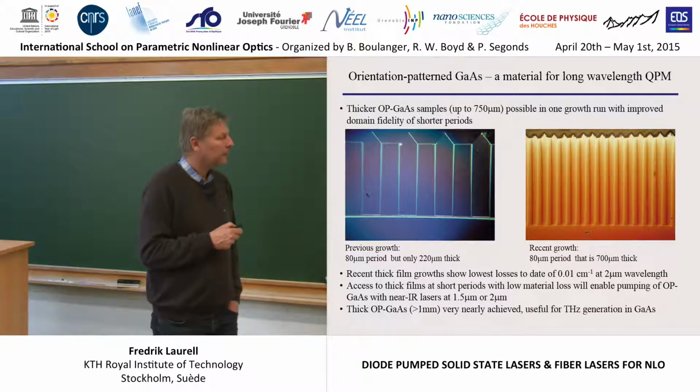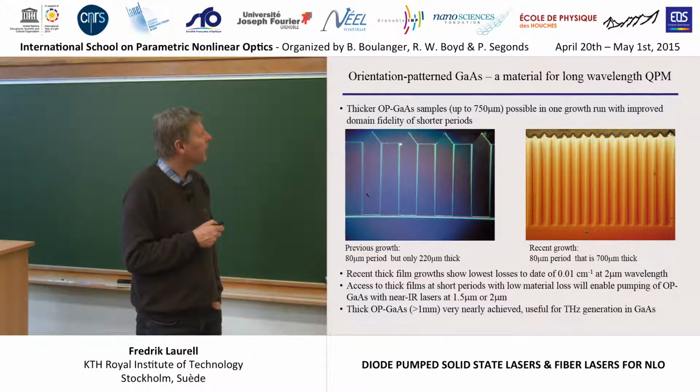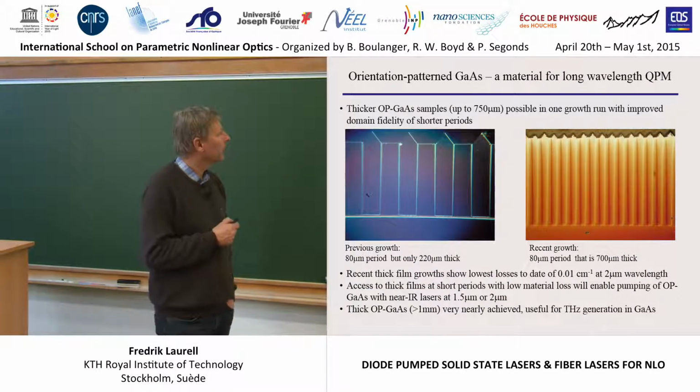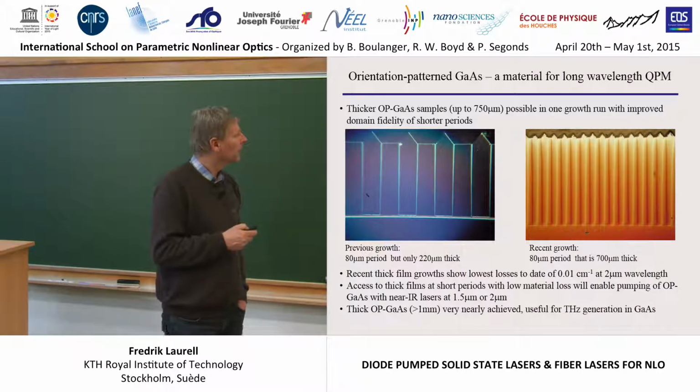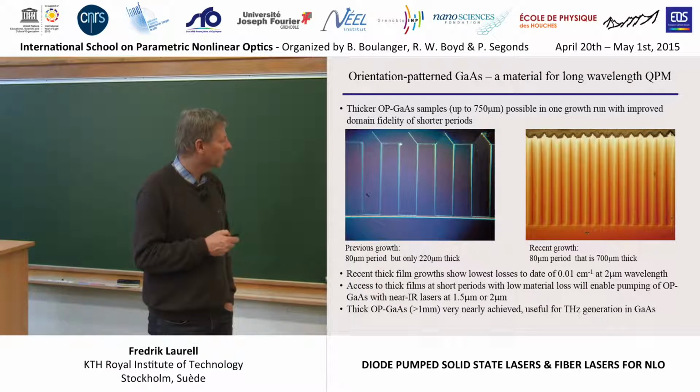Okay. Yesterday, we heard a lot about how we can go to longer wavelength, and this is by orientation-patterned gallium arsenide or gallium phosphide. Here in France, Thales is growing these crystals, and they are getting better and better. And it's nice to hear that one can maybe even get some samples once in a while.